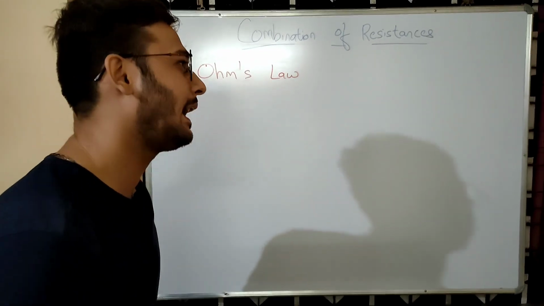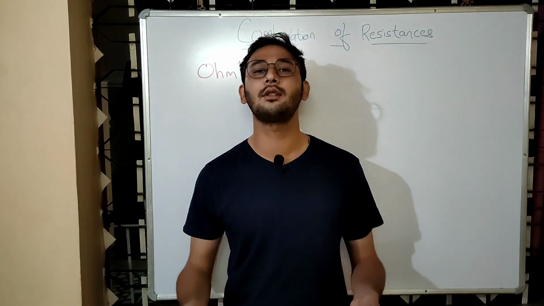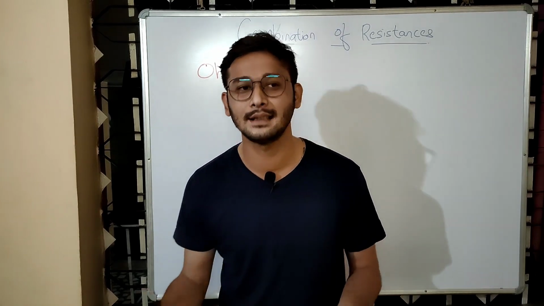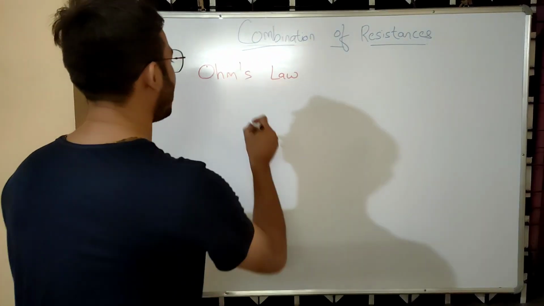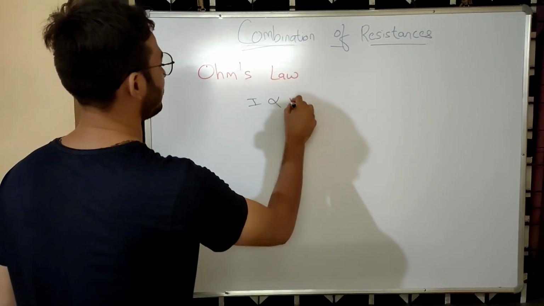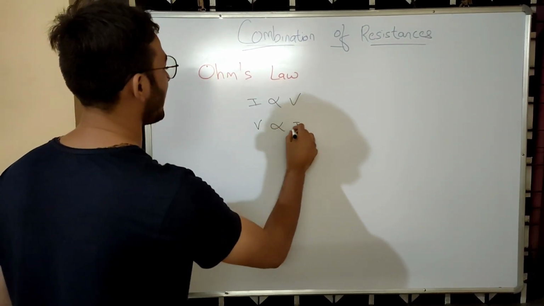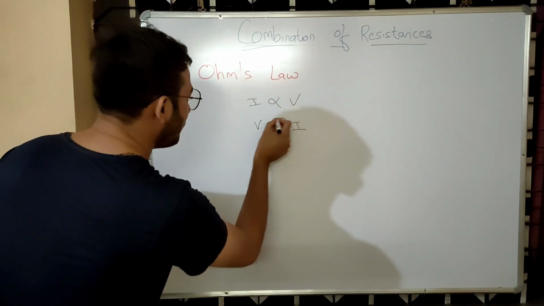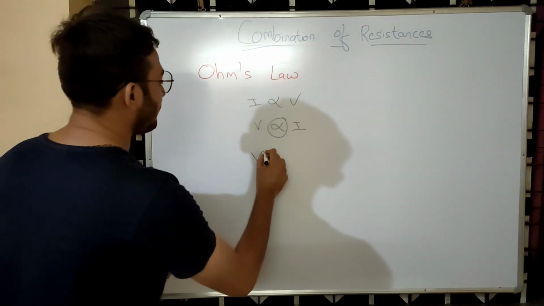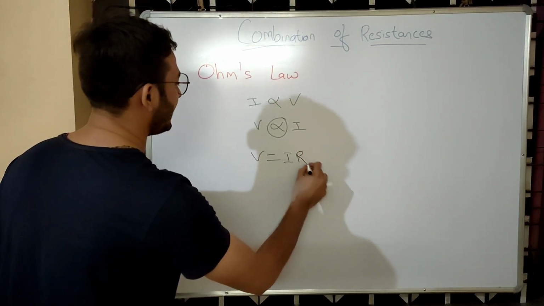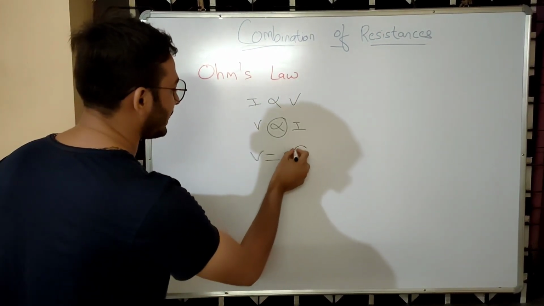What is it? At constant temperature, the current flowing through a conductor is directly proportional to the potential difference across its ends. Means current is proportional to potential difference. I is proportional to V. So V is proportional to I. Remove this proportionality, bring the equality, so we'll get a constant. So V will be equal to IR. What is this R known as?